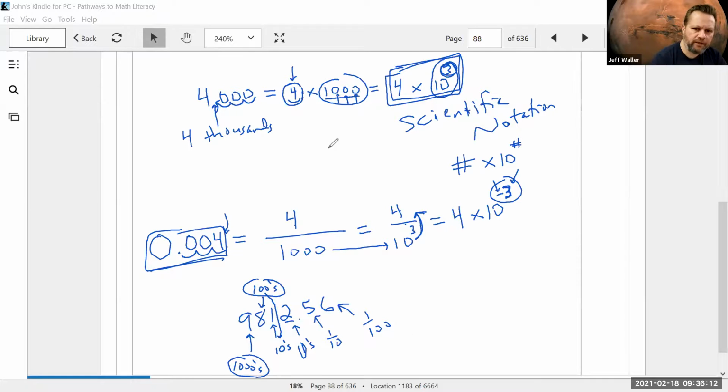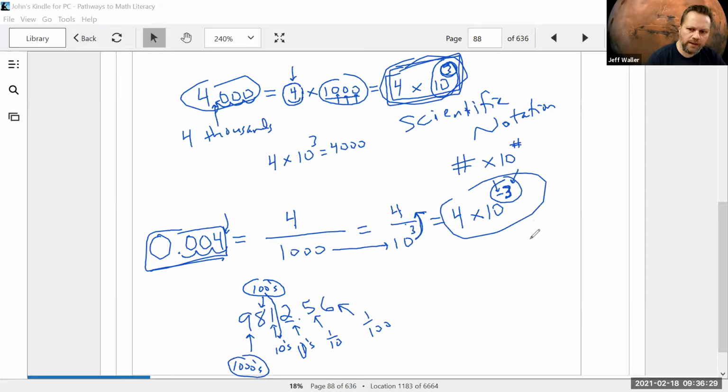So look up here. I really want this to make sense. If I take 4 and I multiply it by 10 3 times, it's going to get bigger, isn't it? So if I multiply 4 by 10 3 times, I will get 4,000. These are actually the same number. So down here, what does a negative power mean? It actually means divide. If I divide 4 by 10 3 times, it'll get smaller, smaller, smaller. Again, it's the same number. It's just a better way to write it.